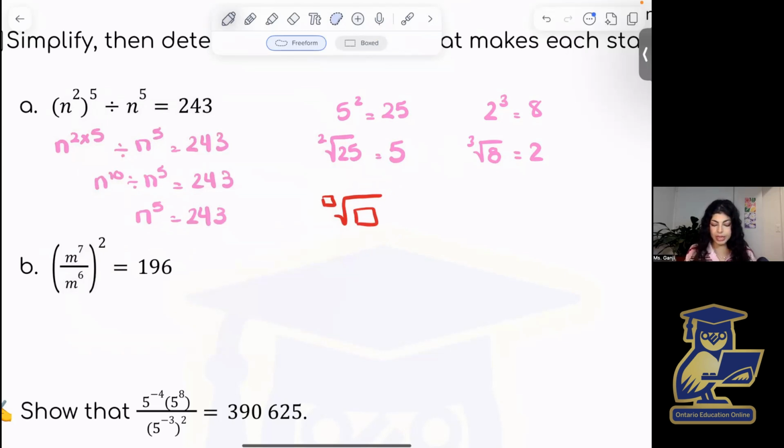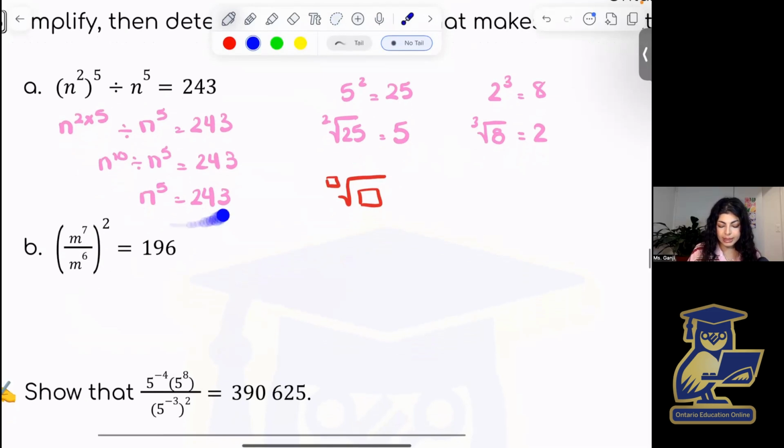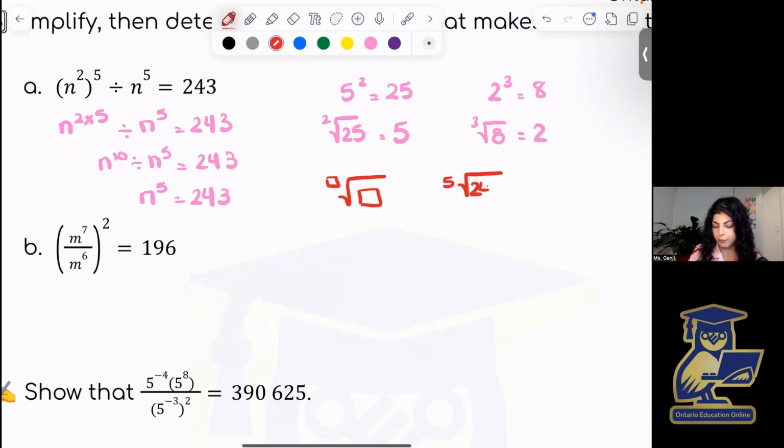When I input this on mine, it first asks me for the value here. In this example, I want to take the 5th root of 243. So I will input 5 first, and then 243. I don't know if it'll show. There we go, it kind of does show my calculator. If I evaluate this, I get 3. What that tells me is 3 to the power 5 will give you 243. So n is equal to 3.